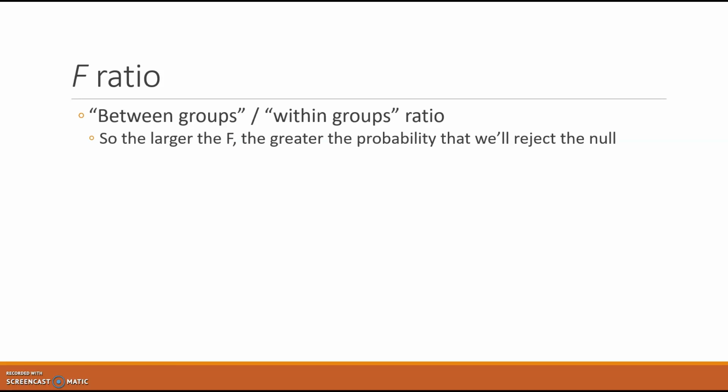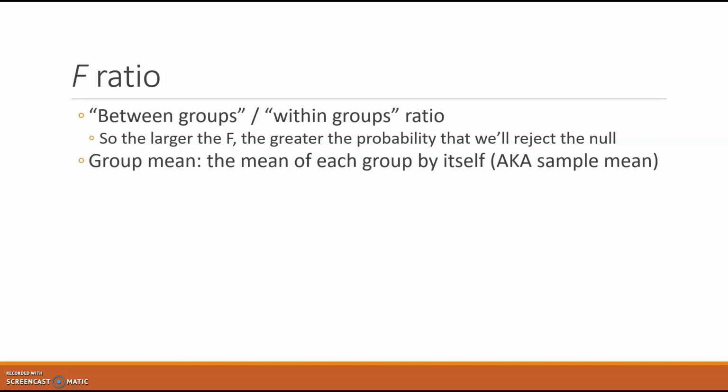So the larger the F, the more there is between groups than within groups, the more likelihood that we'll reject the null, because the null basically says there's no difference. There's just as much variation within each group as between them, maybe more. But if we have a between-group number that is like 4 and a within-group number that is 1, yeah, there's going to be more variation between than within.